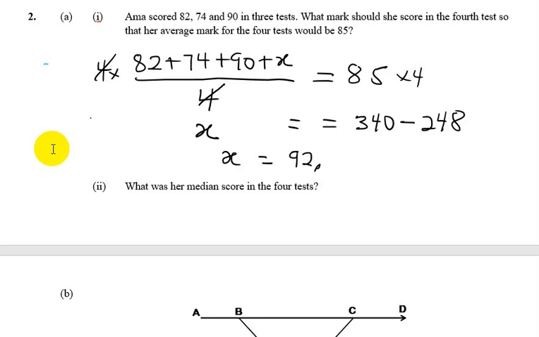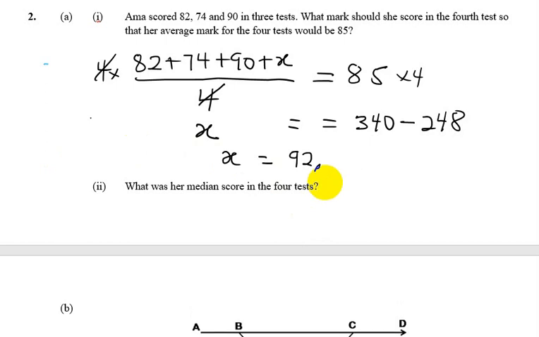Now the next question after that is saying, what's her median score for the 4th test? Median score means the middle one, right? So let's arrange the numbers. We have 74 as a test score. We have 82, we have 90, and now we have 92. So I want the middle one. Now the middle one here falls between 82 and 90, right?